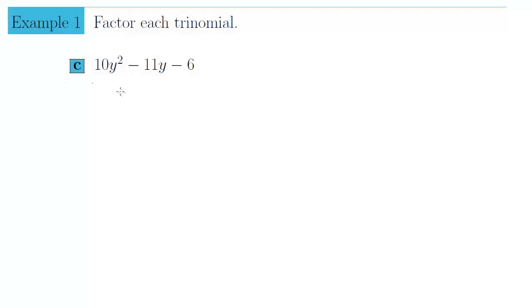So here's our trinomial for part C, 10y squared minus 11y minus 6. Let's see how this works. We happen to have a negative b coefficient and a negative c coefficient, but that doesn't really matter. Okay, we're going to use our same procedure and account for the negatives at the end.